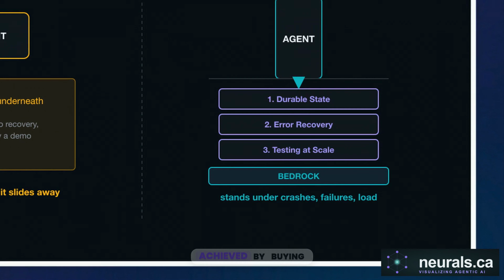Scaling an agent is not achieved by buying a bigger model or writing a cleverer prompt. It is achieved through the invisible, structural engineering beneath the surface. Before you scale up, you must dig down.